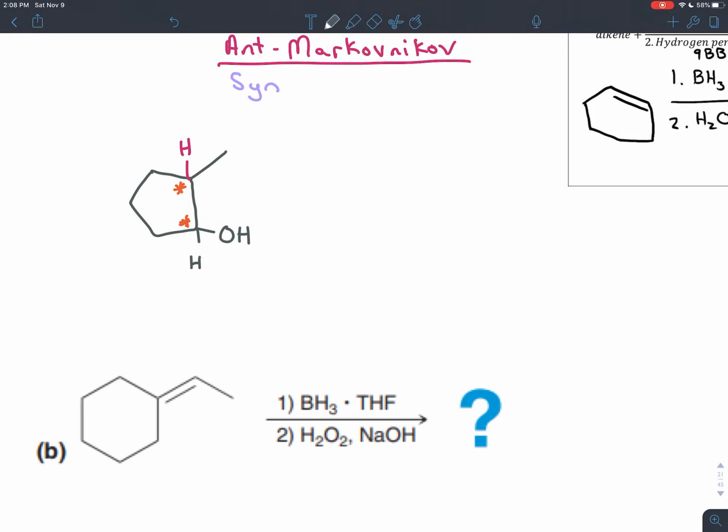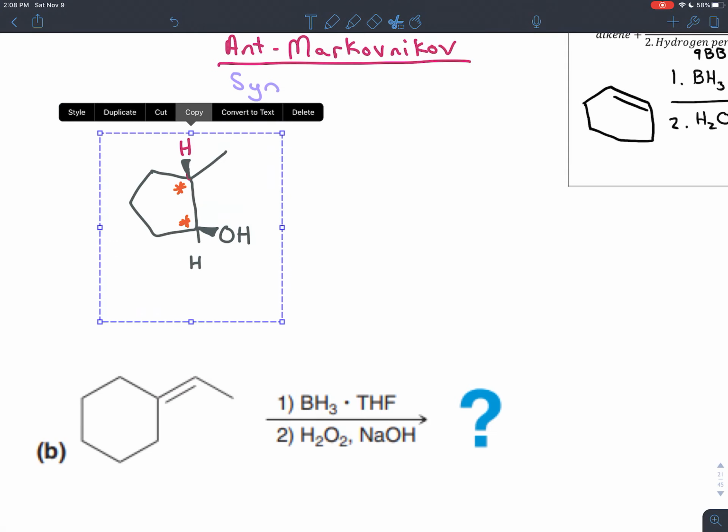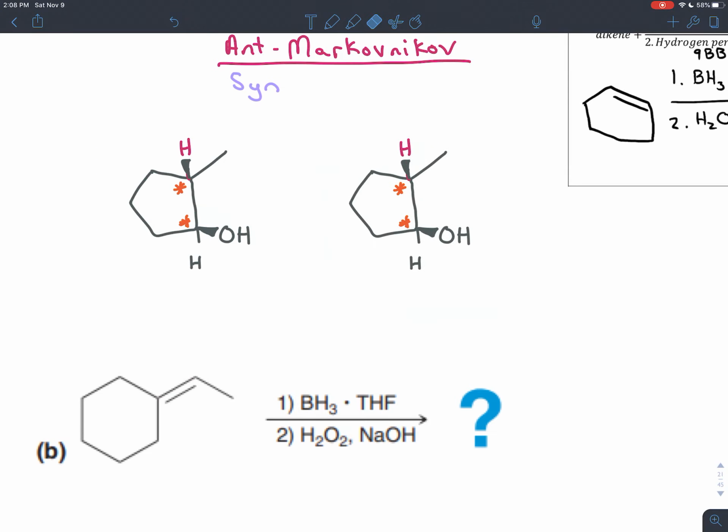Well, we know that the H and the OH add syn. So either they both add coming out at us, or they both add going away. Those are the only 2 ways they could add to this molecule. So we just want to make sure that those tetrahedral carbons are drawn correctly. A correctly drawn tetrahedral carbon will have 2 bonds in the plane, one coming out at you and one going away. So if we're looking at this top one, you already have 2 in the plane, one coming out at you. That means the methyl group here would be going away.